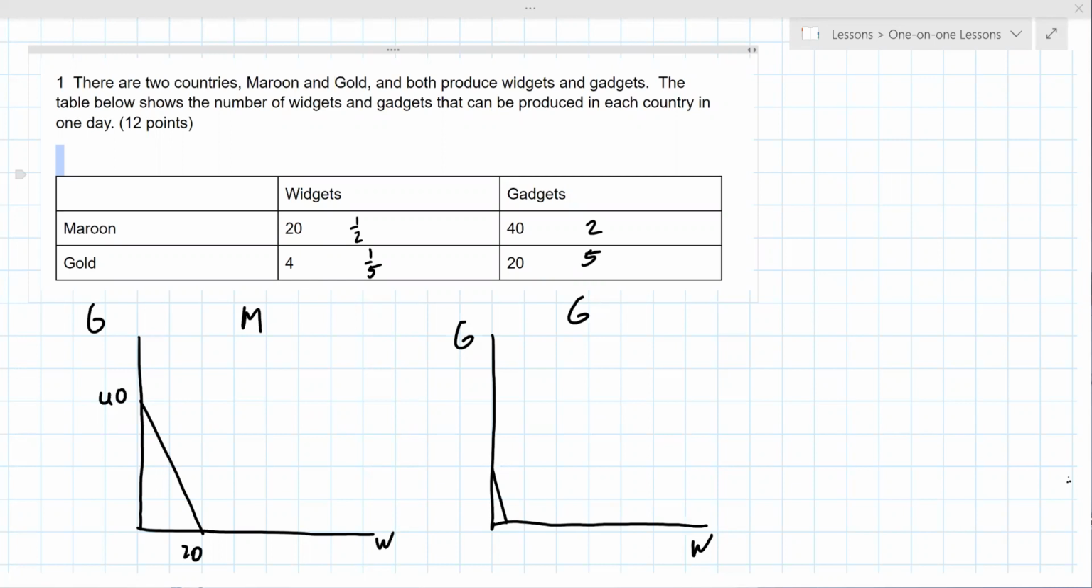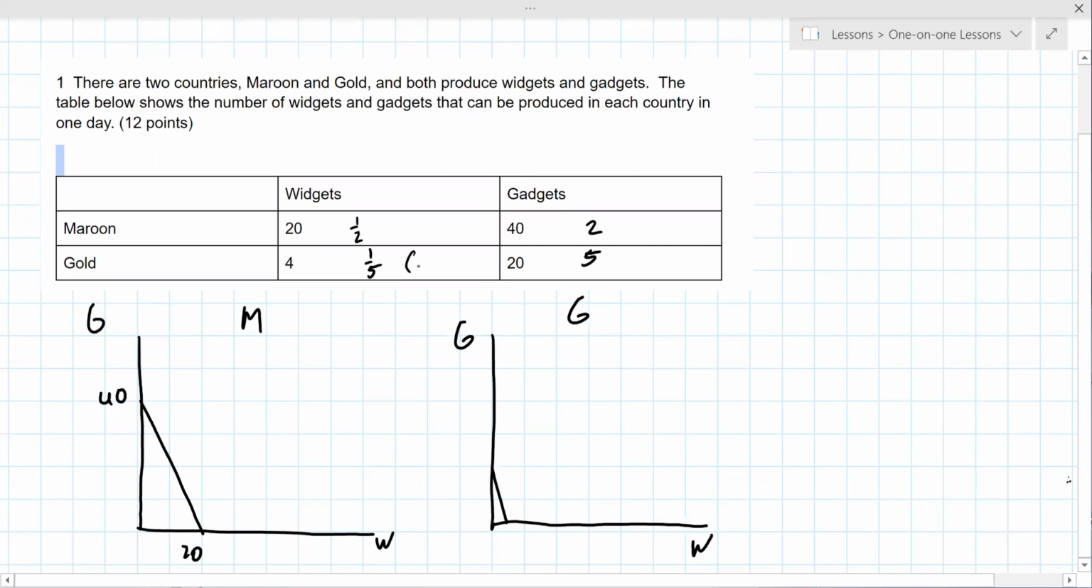If the two countries trade, what would be the terms of trade between maroon and gold? This is where I'm always a little unsure. I actually don't quite know what it is. I think if you take this gold and multiply it by 5 to get 20, and multiply that, you get 100. There's some window, which I don't know where this would be. I would have to look this up.